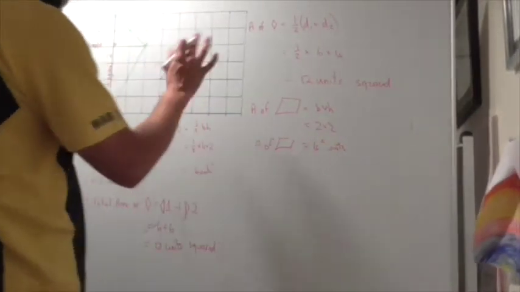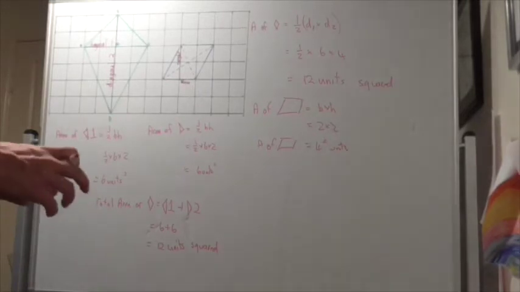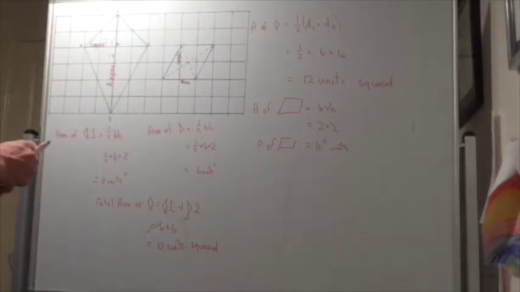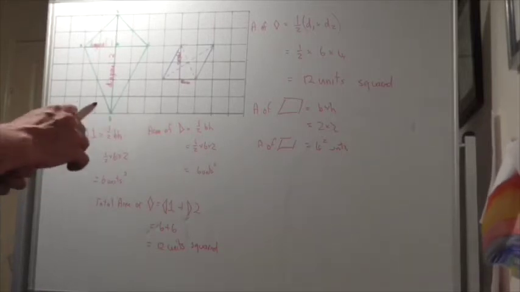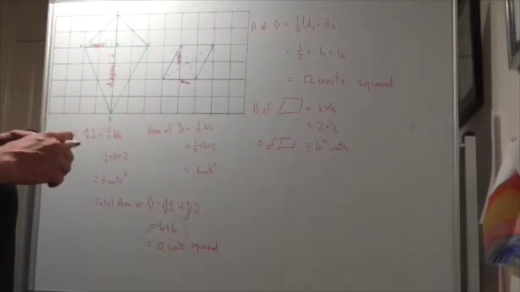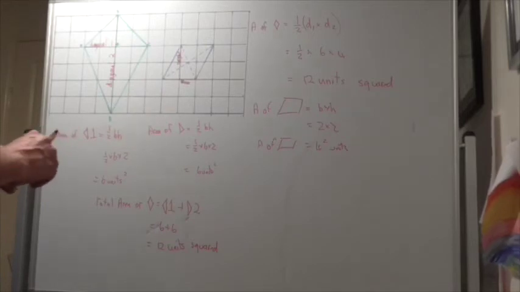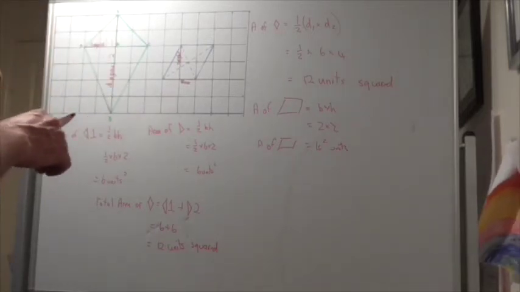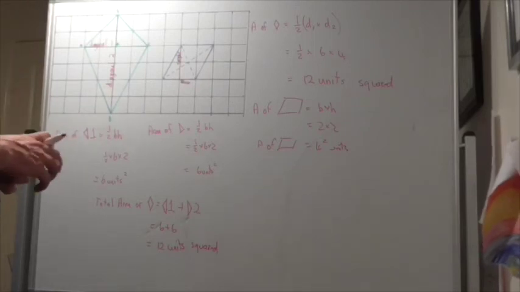I very deliberately haven't given the units a measurement label, for example centimeters or inches or whatever, because everyone else seems to do that. I'd rather stick to the universal language of mathematics. Okay, so that's the area of rhombi and kites.